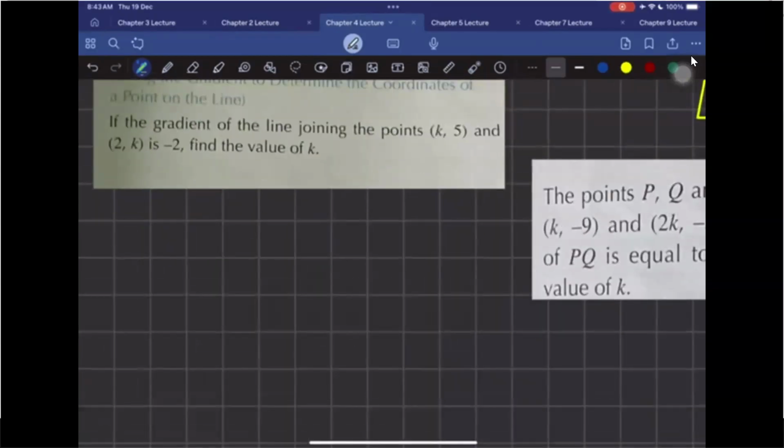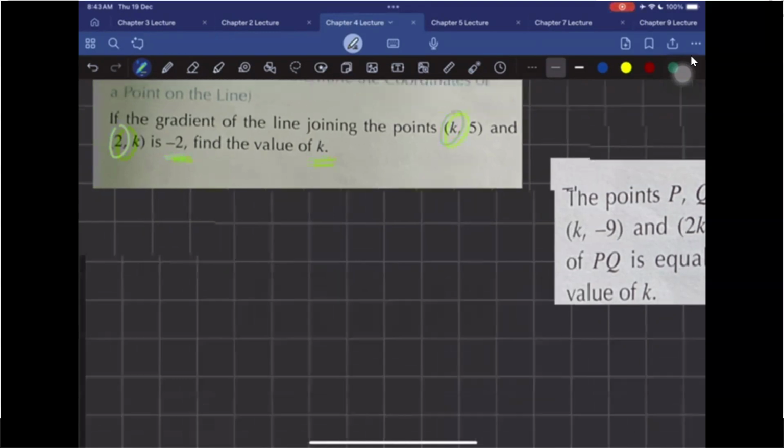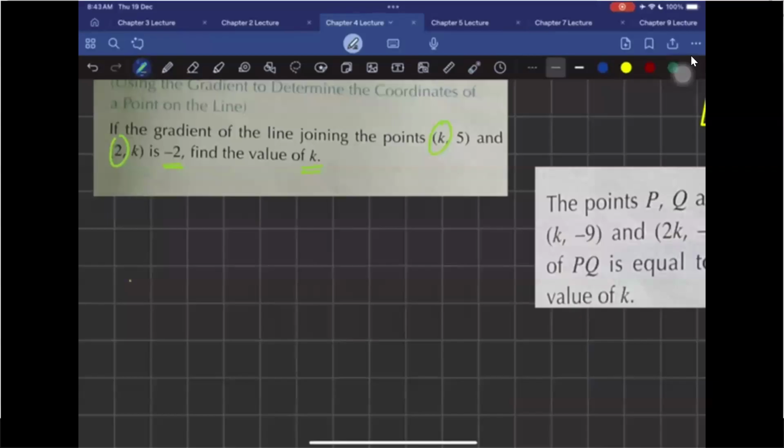Okay, so in this case, your gradient is given to be -2. However, your values are in terms of k. So you're told to find the value of k. Again, it's the same approach, just treat it like a normal problem. So your gradient equals your y2 minus your y1 over x2, which is k minus 2. So this is given to be -2.